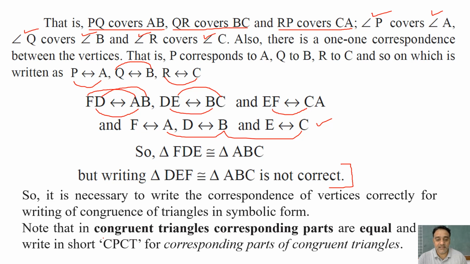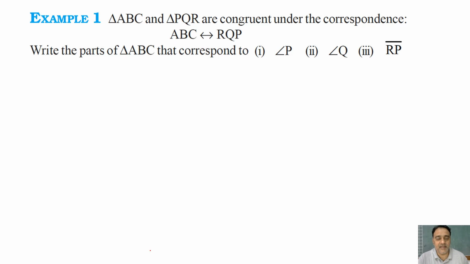Note that in congruent triangles corresponding parts are equal. If two triangles are congruent, their corresponding parts are equal: corresponding angles are equal, corresponding sides are equal. So in short, we write CPCT, that is, corresponding parts of congruent triangles are equal. In some books it is given as congruent parts of corresponding triangles. Both are correct. Now let us see one example.